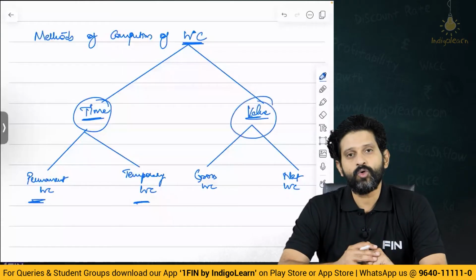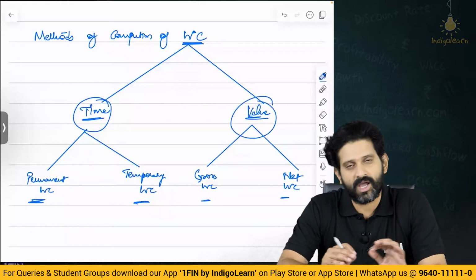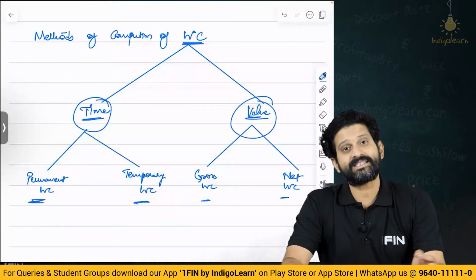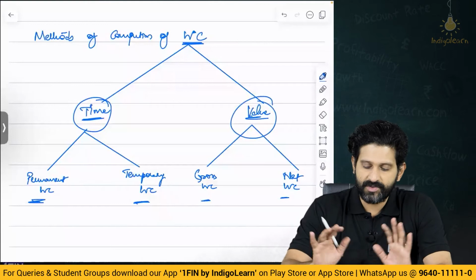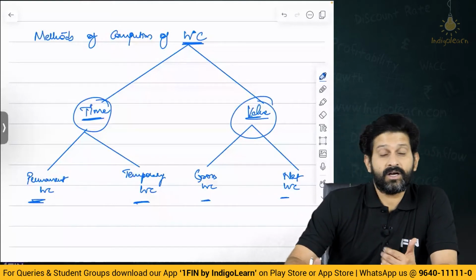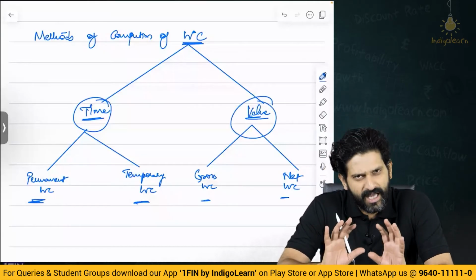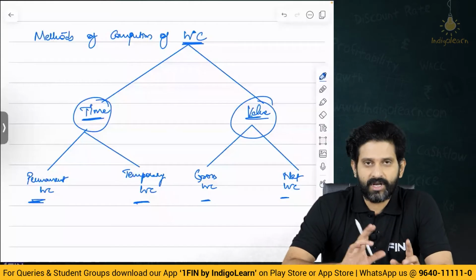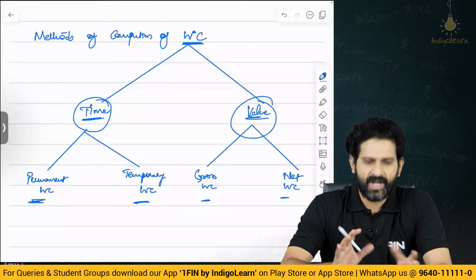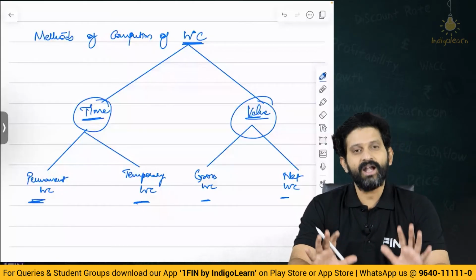On the basis of value, we again have two types, that is gross working capital and net working capital. What is gross working capital? The amount of working capital invested completely in the current assets alone is called the gross working capital, and the working capital net of current liabilities from the current assets is called our net working capital. That is, if we consider only current assets, it is gross working capital. We also consider the current assets minus current liabilities, the fund required, as we have seen earlier, that is called our net working capital. So this is based on time and value.